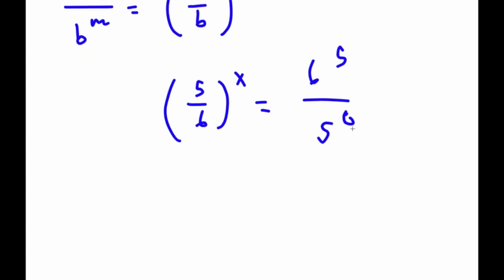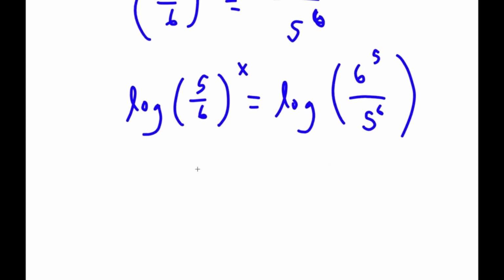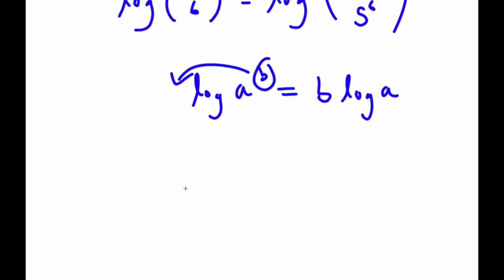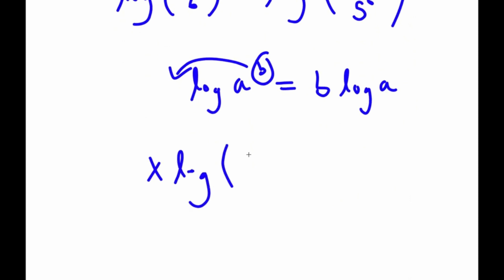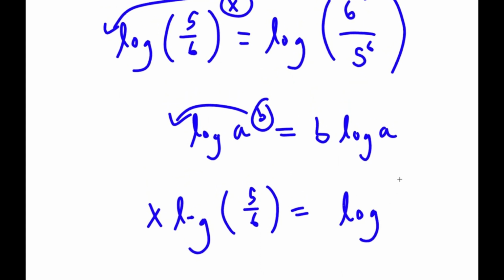Now, if I take the log on both sides, I have log 5 over 6 to the power of x is equal to log 6 to the power of 5 over 5 to the power of 6. And if I take the log of something in the form a to the power of b, I can move this exponent b to the front. So this is going to equal b times log a. So in this case, log 5 over 6 to the power of x, I can move x to the front, so that's going to equal x times log 5 over 6, which is equal to log 6 to the power of 5 over 5 to the power of 6.